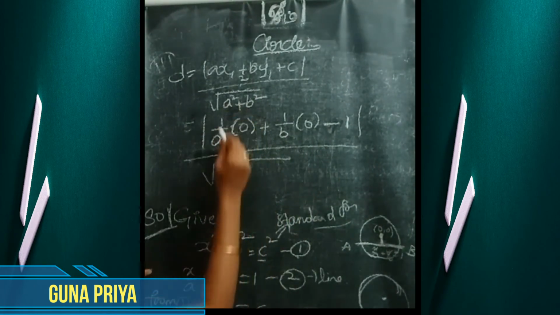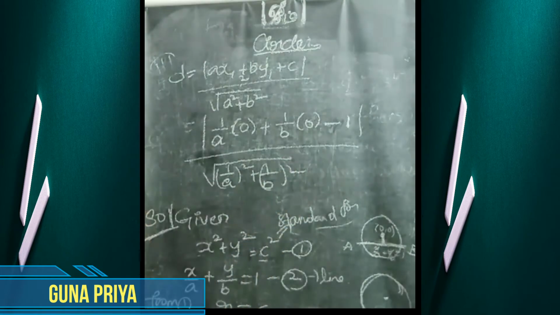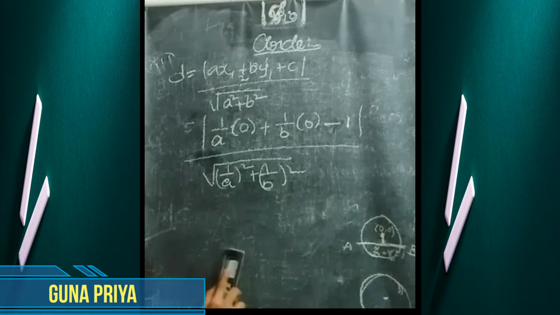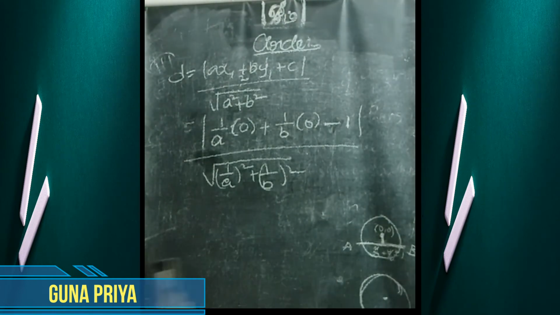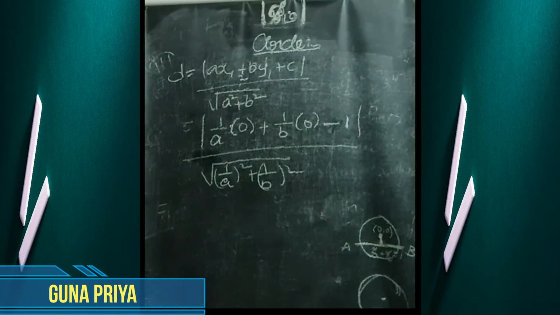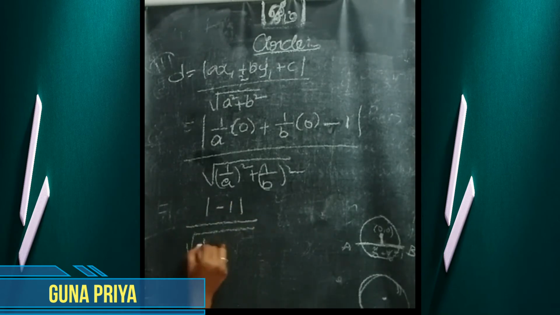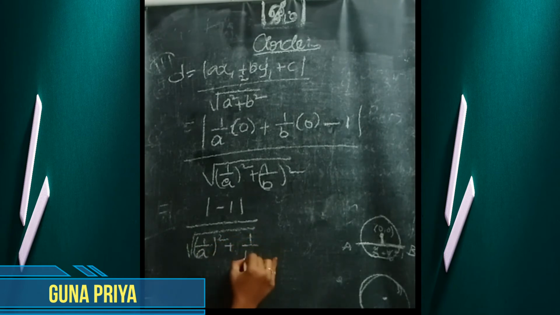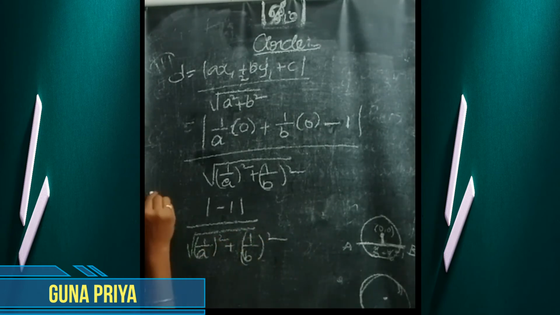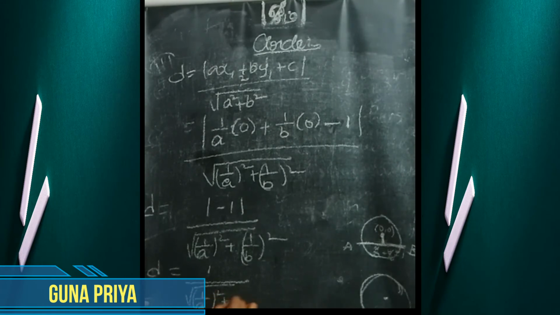So root of, that means here, 1 by a whole square plus 1 by b whole square. I will rough it. Okay. Next, 1 by a into 0 and 1 by b into 0 will become 0, and mod minus 1 by root of 1 by a whole square plus 1 by b whole square. So this is the D. That means mod minus 1 means D equals 1 by root of 1 by a whole square plus 1 by b whole square. Okay.